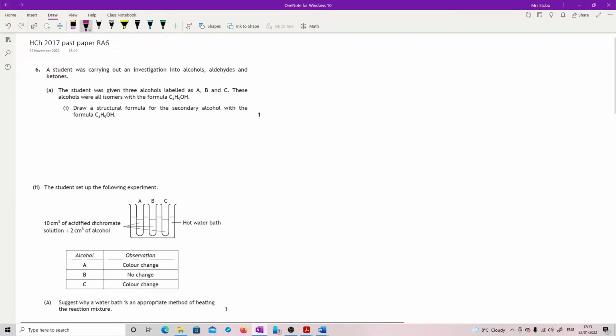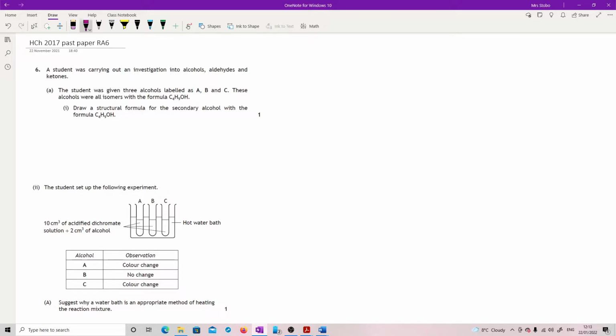Question six. A student was carrying out an investigation into alcohols, aldehydes, and ketones. They were given three alcohols labelled A, B, C. Their alcohols were all isomers with the formula C4H9OH. Draw a structural formula for the secondary alcohol with formula C4H9OH.